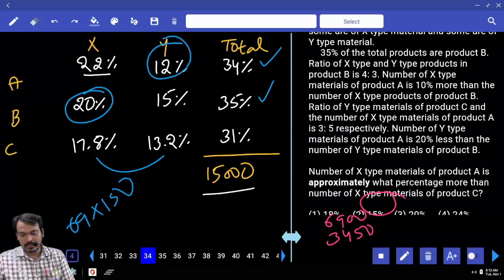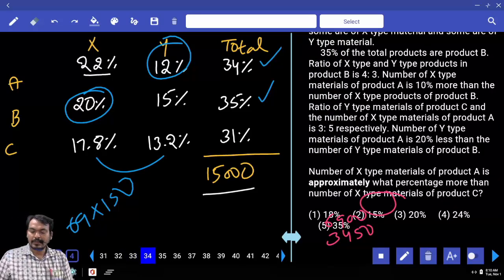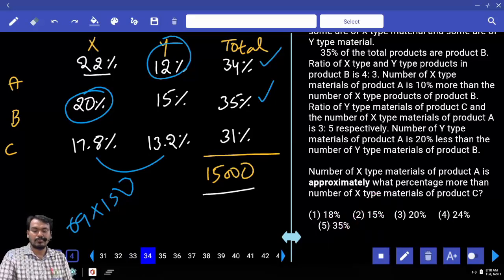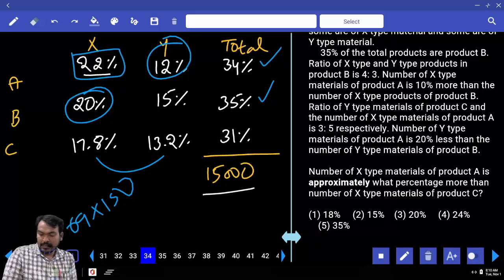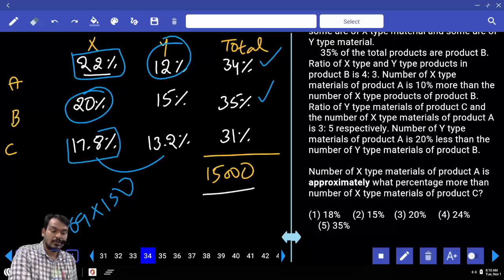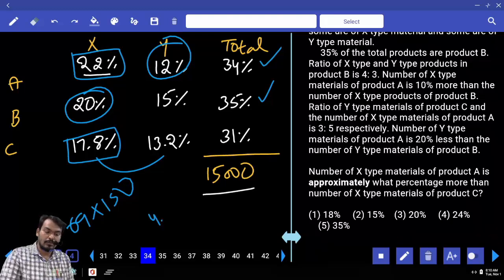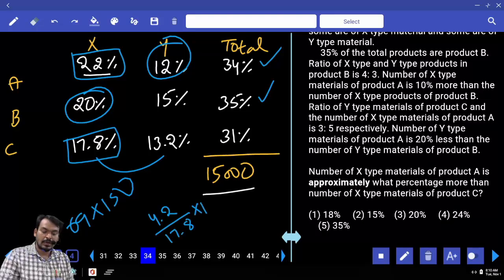Next, question number 34. Number of X type materials of product A is approximately what percentage more than the number of X type materials of product C? What is the XA value? 22%. And XC value 17.8. How much percent more? 4.2. 4.2 upon which value? 17.8 into 100.